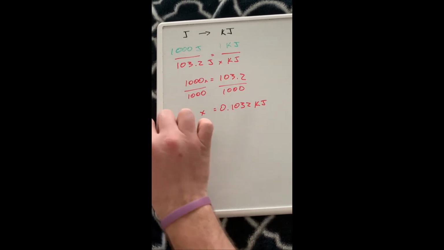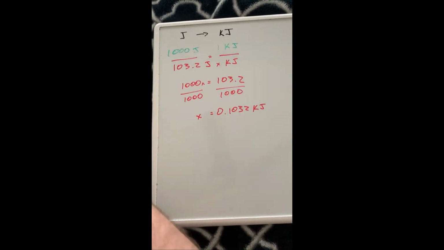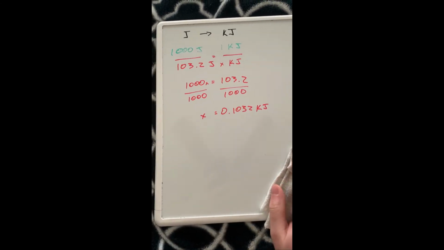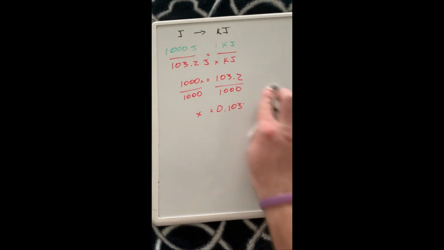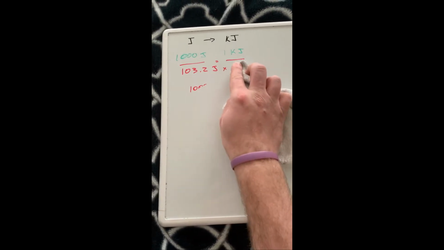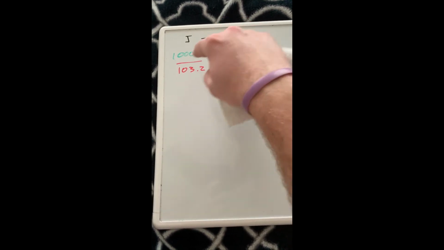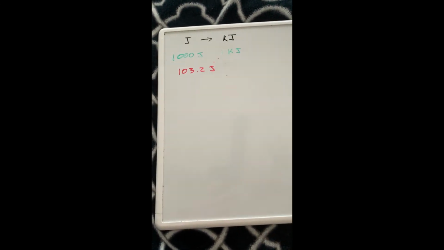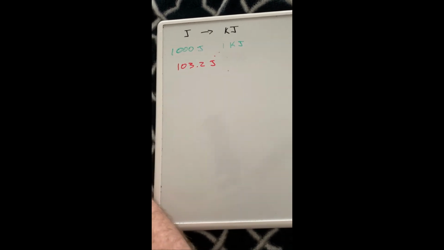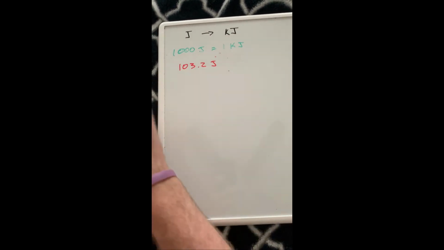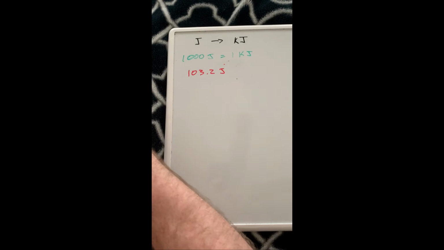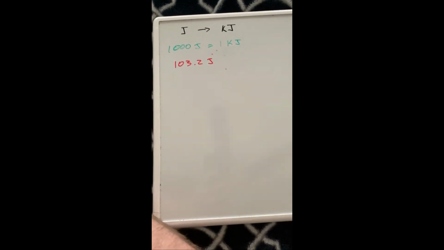Now let's use the same numbers, and I'll show you a different way, maybe a simpler way, kind of a shortcut way to do this. So we're still going to use the 103.2 joules, and we want to convert that into kilojoules. Remember, 1,000 joules equals 1 kilojoule.